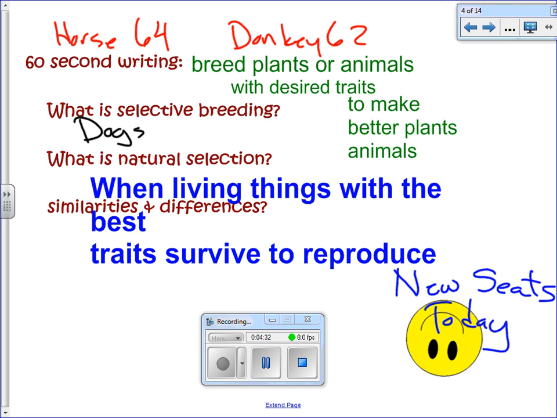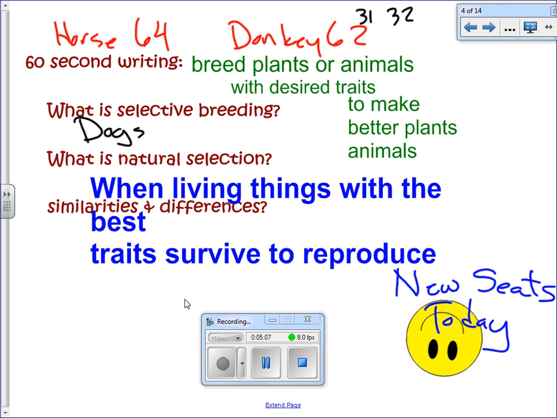So when the cells go through meiosis, how many chromosomes is the sperm or egg going to have here? 32. How many is it going to have here? 31. How many chromosomes does a mule have? 63. So mules actually can't reproduce. Mules are sterile. They can't have their own babies because they're missing a chromosome, but it just turns out that there's enough duplication because the animals are very similar. So in this case, it works.